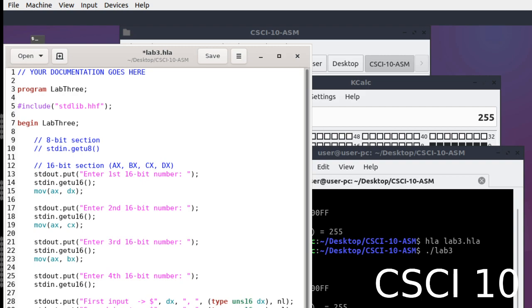Okay, so that's the first part of that instruction: let's just show them their inputs. So the first 16-bit one, the second 16-bit was in C, the third I copied to B, the fourth I left in A, and then I showed it in hexadecimal, which is the default, and decimal, which I got by typecasting.